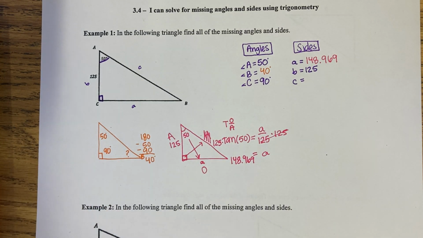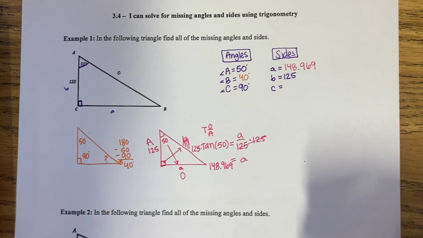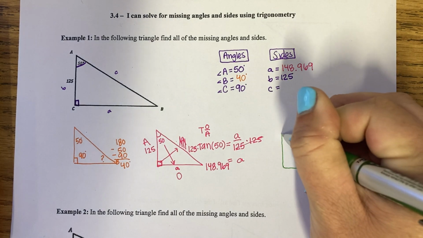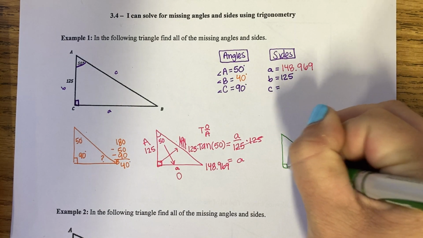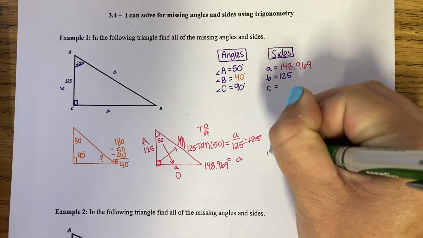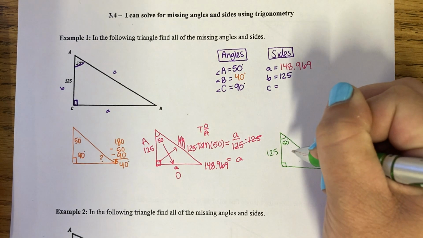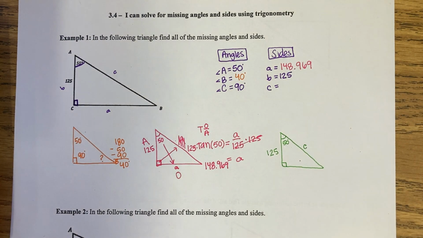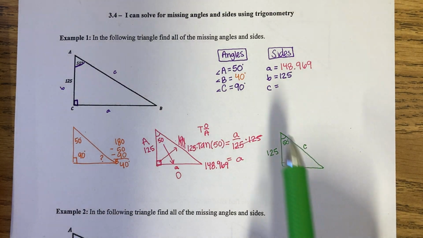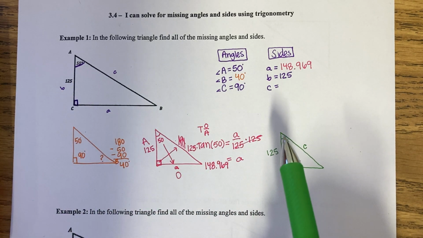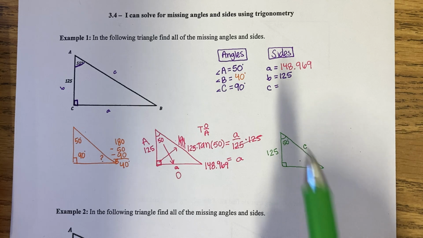Okay, now I'm gonna try and solve for C. So I'm gonna draw my triangle. I know that this is 50 degrees, 125, and this is side C. I'm trying to find C. So I don't label anything else, I just label the 2 numbers I'm given, and then whatever I'm looking for. I'm just looking for the C now.